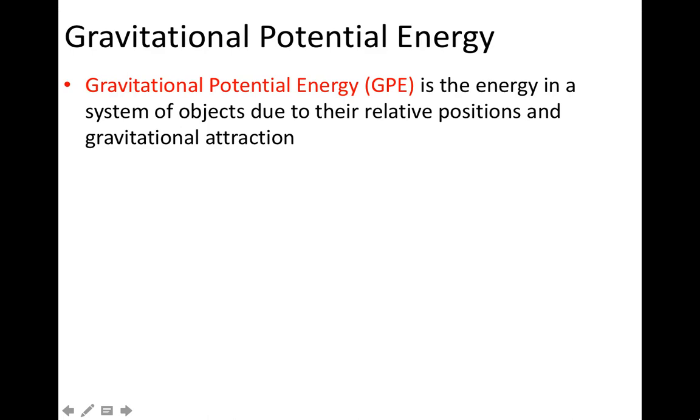The first form of potential energy that we'll discuss is gravitational potential energy. And this is the energy that a system of objects has due to their relative positions. So are they close together or farther apart? And the gravitational attraction between the objects in the system.